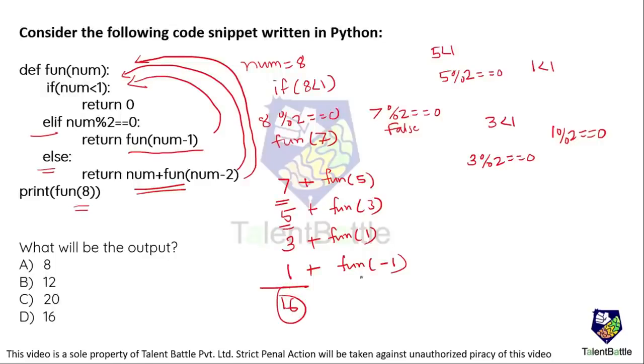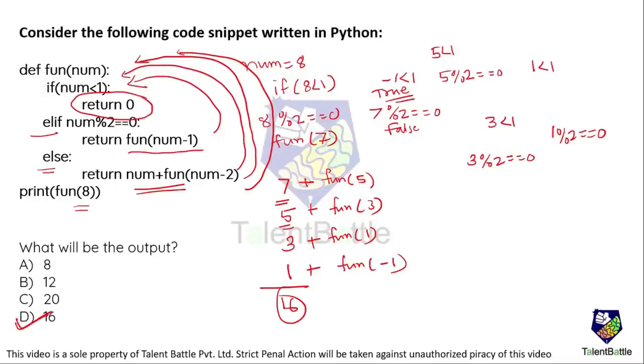And when this function of minus 1, that value, is passed, control transfers to this case. And it will check whether minus 1 is less than 1. So this is true in the last case. And it is true, which means it will return 0 and the program terminates. So I got the values as per the logic and flow of the program. And the final answer that I got is 16.